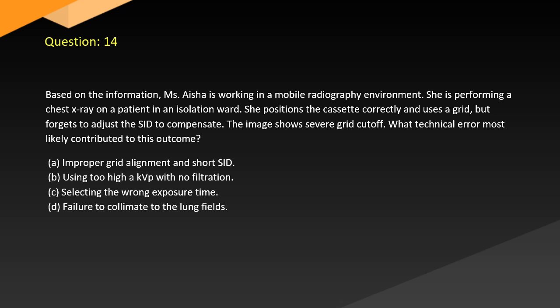Question 14. Based on the information, Ms. A is working in a mobile radiography environment. She is performing a chest X-ray on a patient in an isolation ward. She positions the cassette correctly and uses a grid, but forgets to adjust the SID to compensate. The image shows severe grid cutoff. What technical error most likely contributed to this outcome? A. Improper grid alignment and short SID. B. Using too high kVp with no filtration. C. Selecting the wrong exposure time. D. Failure to collimate to the lung fields.